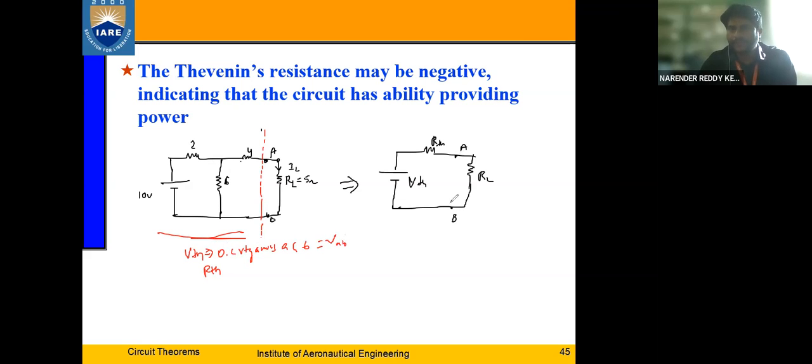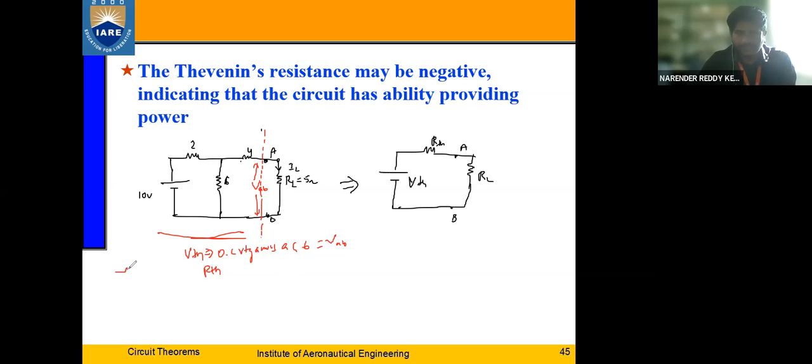So where is VAB now? It is across these two. What is the voltage I get here across A and B? That is equal to the open circuit voltage. Am I clear? So if I want to get the open circuit voltage, I need to remove this RL. So what's the equivalent circuit when I open the RL? When I remove the RL, the circuit will be just like this.